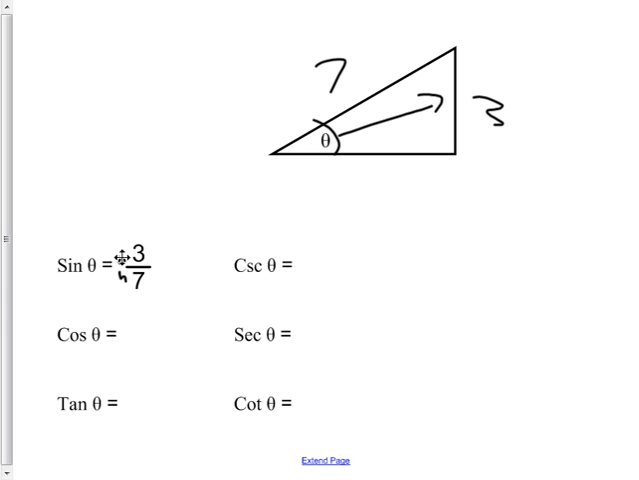And then how can I get the rest of them? I will need the last side. Take a moment and see if you're good enough at the Pythagorean theorem to figure that out. Yes, the answer will be a square root, like the square root of 37 or something.